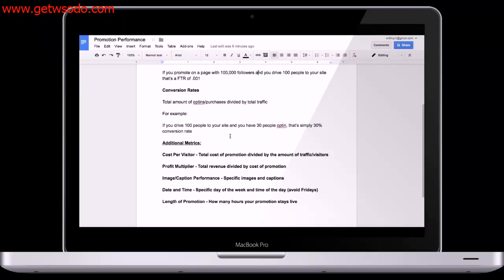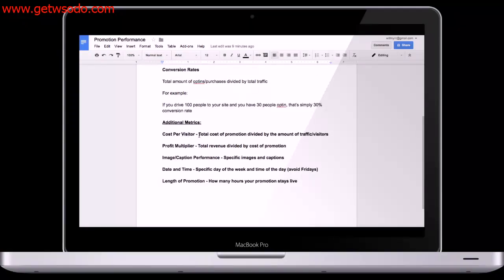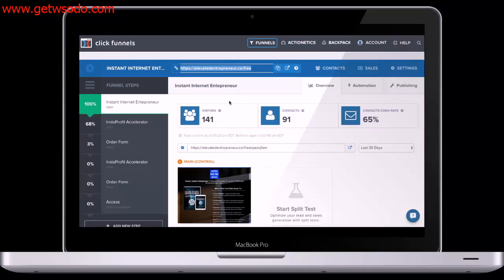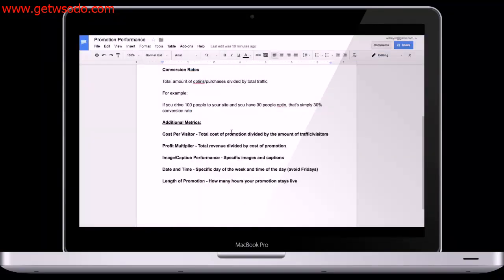Now, some additional metrics that you want to keep track of is the cost per visitor. This is the total cost of promotion divided by the amount of traffic or visitors. So for example, we'll take this again, 141 visitors. We paid, I believe, $25 for this promotion. We drove 140 people to our site. So we would take the total cost of the promotion, $25, divided by the amount of traffic or visitors, 140, and that's where we get our cost per visitor.